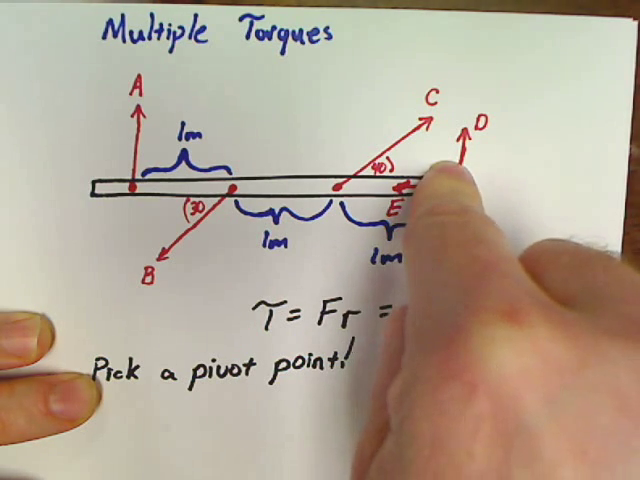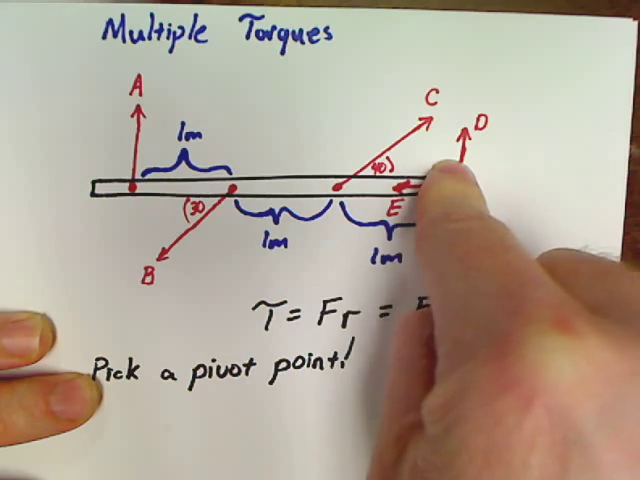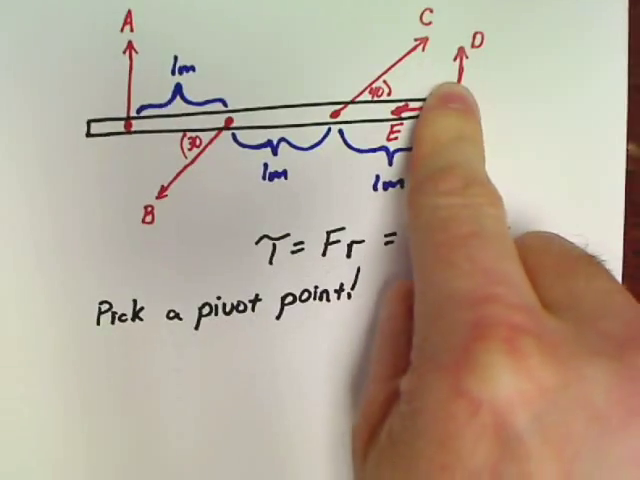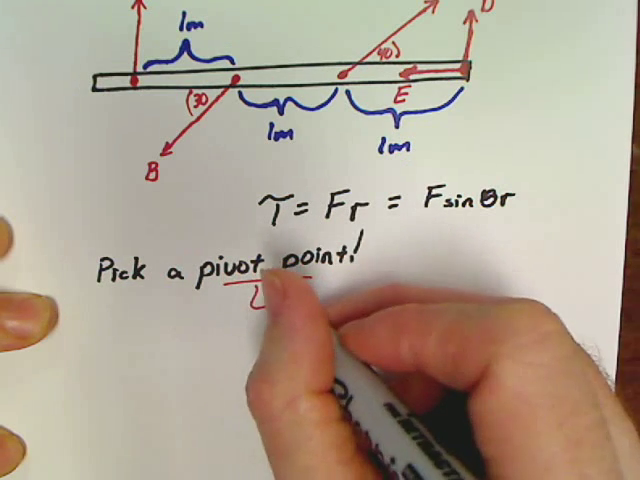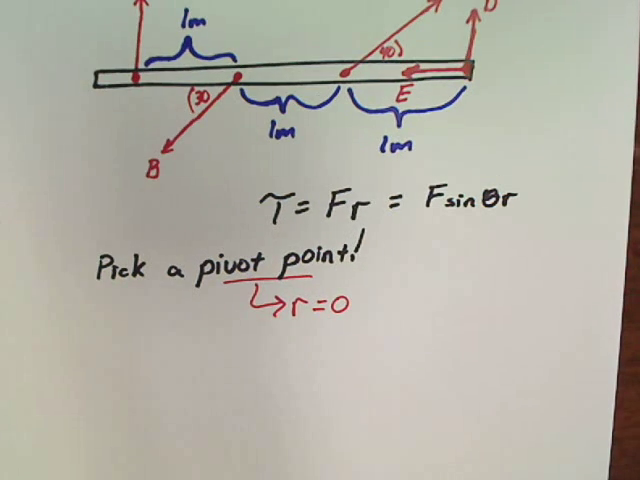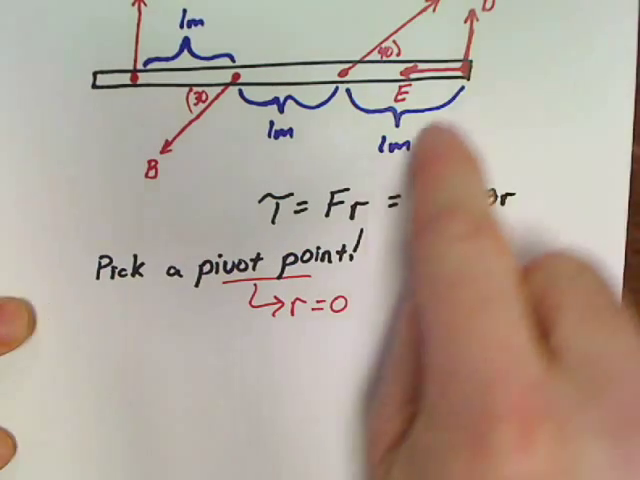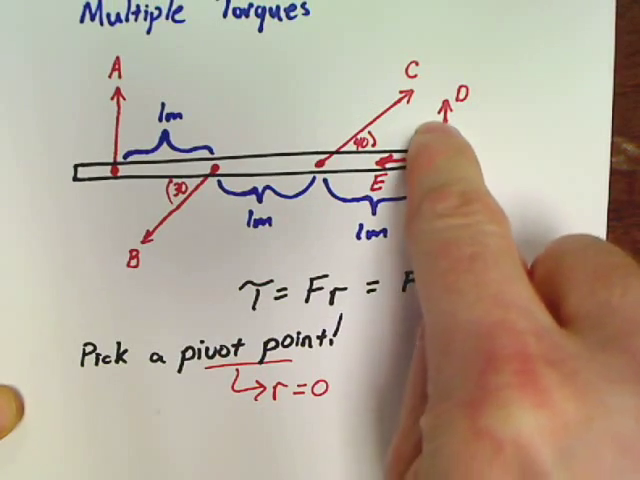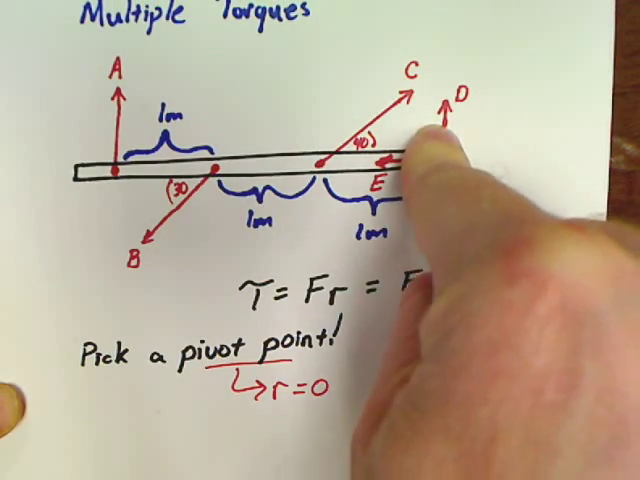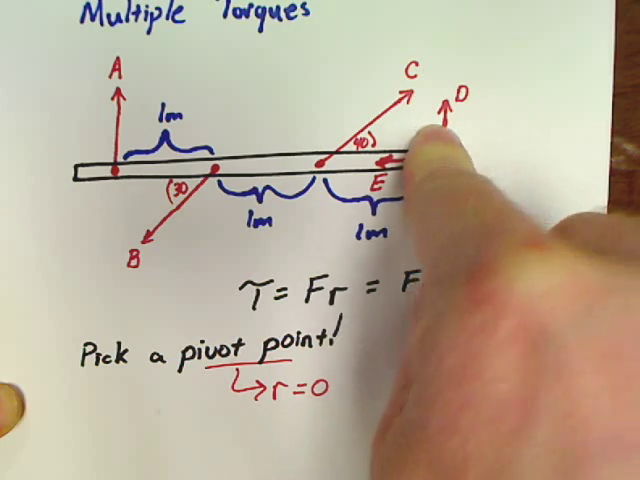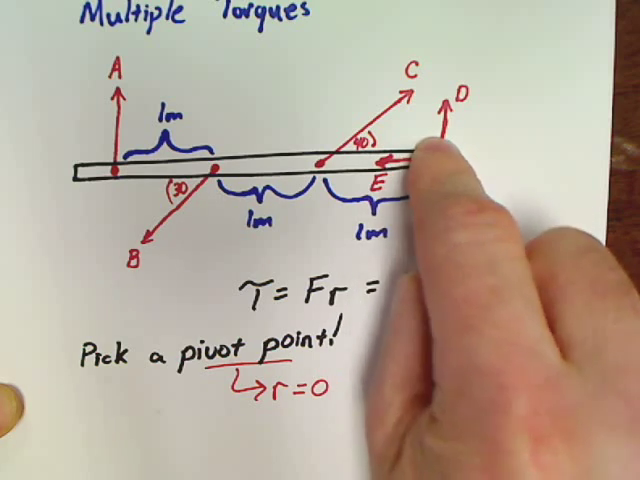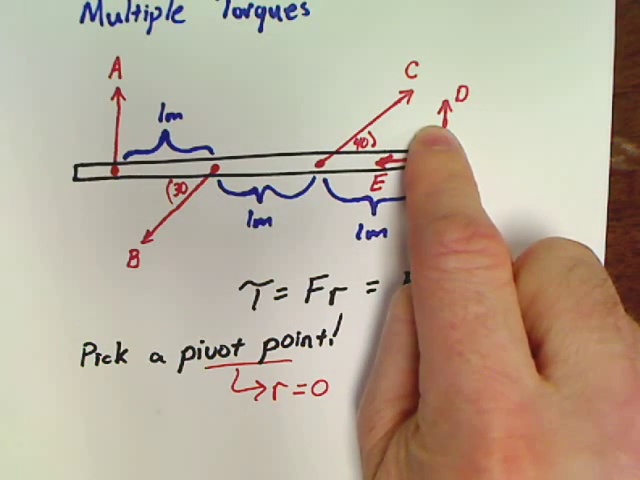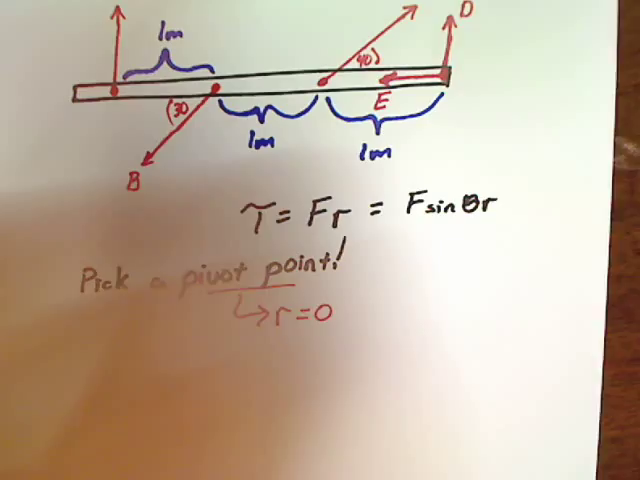Now, here's the thing. I'm not going to write an Fr for the pivot point. Why not? Where the pivot point is, my r is 0, which means I don't have any torques at the pivot point. So I have just canceled out both D and E from this entire problem. They're gone. So I'm going to put my finger here and declare this to be my pivot point.